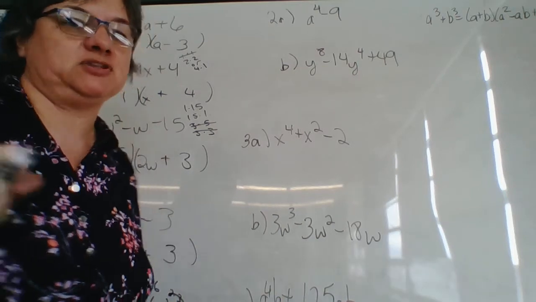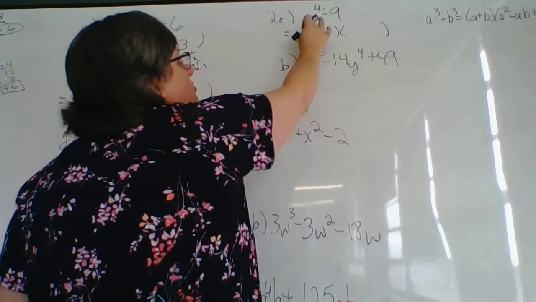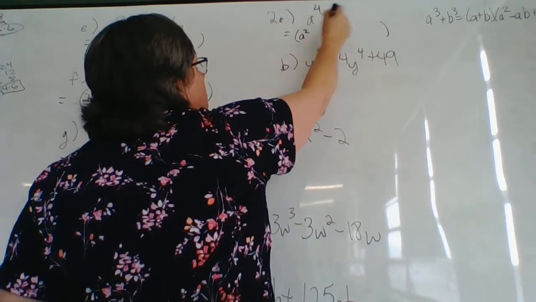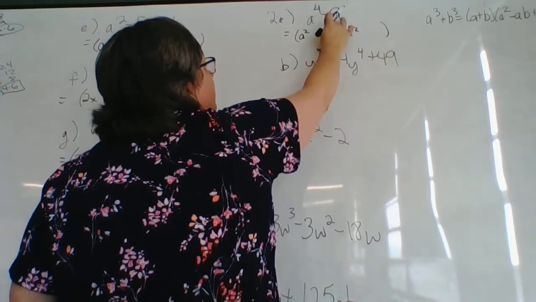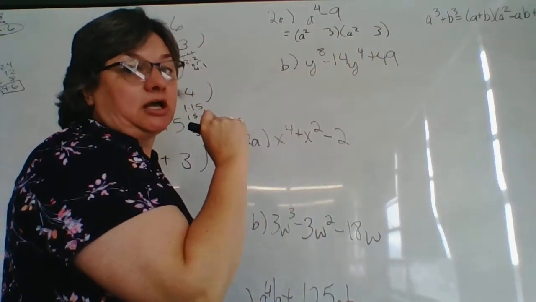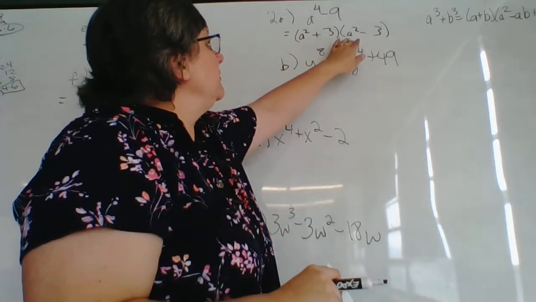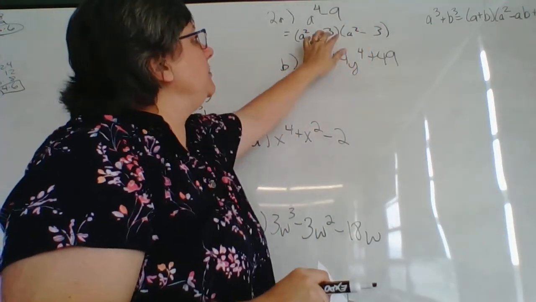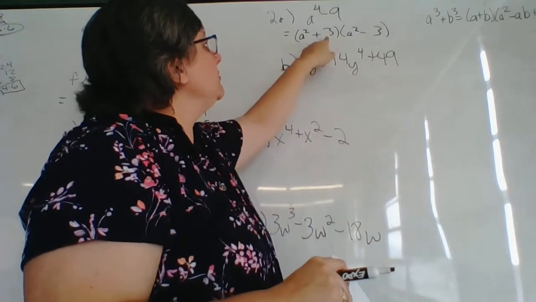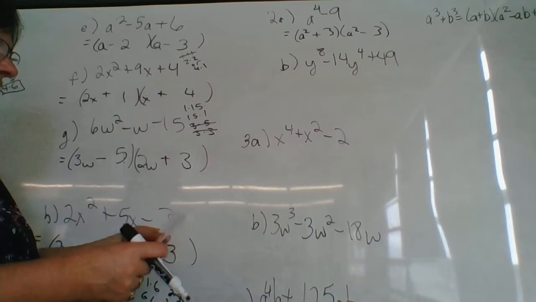Difference of two perfect squares. So we have two sets of parentheses. The square root of a to the fourth is a squared. The square root of 9 is 3. Do you remember what the signs are? Opposite, plus and minus. You have a to the fourth minus 3a squared plus 3a squared cancel. 3 times negative 3 is negative 9. Beautifully done.